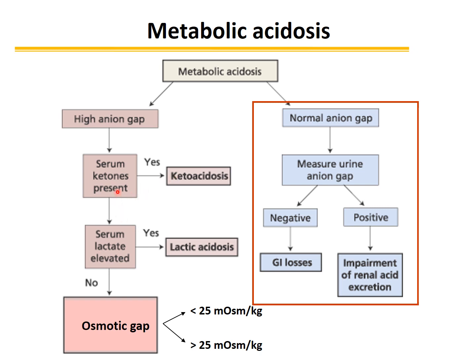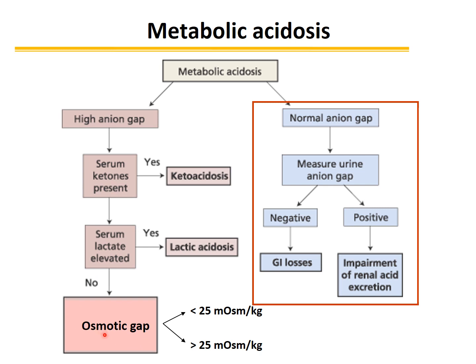Now, if you have normal ketone bodies, the next one is lactate. Most commonly, hypoxia-induced lactic acidosis is another cause. When you measure the lactate and it is higher, now you have lactic acidosis. Now, if you have neither of these two, the next thing you should look at is the osmotic gap.